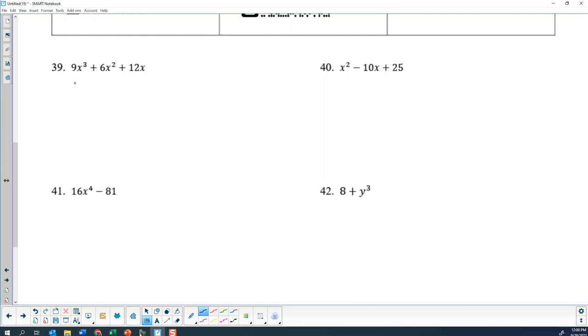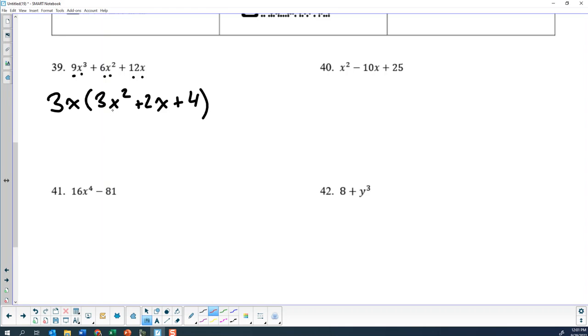39, you want to find a greatest common factor first. 9, 6, and 12 are all divisible by 3. X cubed, x squared, and x are all divisible by x. So first, greatest common factor. 9x cubed divided by 3x is 3x squared. 6x squared divided by 3x is 2x. 12x divided by 3x is 4.